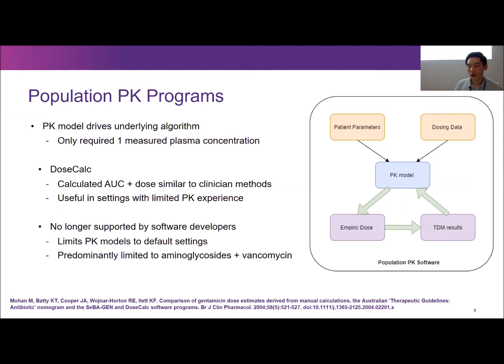At the moment, the majority of PK programs only have aminoglycosides and vancomycin included in their programs, and that's because these are the agents that we traditionally used to do a lot of TDM on. They don't tend to have special populations in them as well. So for example, they don't tend to have drug models that are relevant for ICU patients or pediatric patients or patients who are on dialysis and so on and so forth.